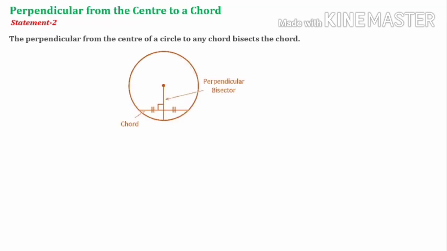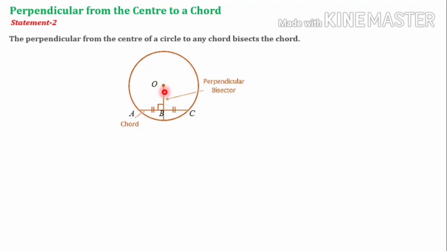So let's draw the diagram or visualize it. There is a circle, the center is here, and we draw a perpendicular from the center of the circle to a chord. This is a chord; let's mark it. AC is the chord, O is the center. Then OB is the perpendicular; we are just drawing the perpendicular towards the chord. Then the perpendicular from the center of the circle to any chord bisects the chord, in the sense that AB must be equal to BC.